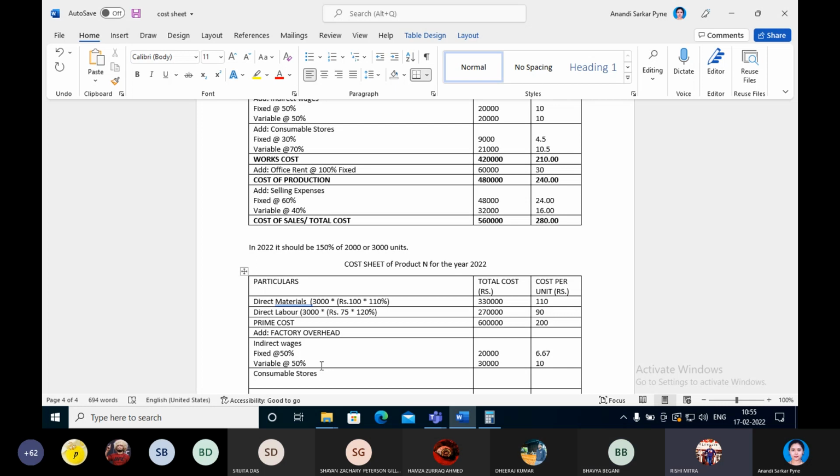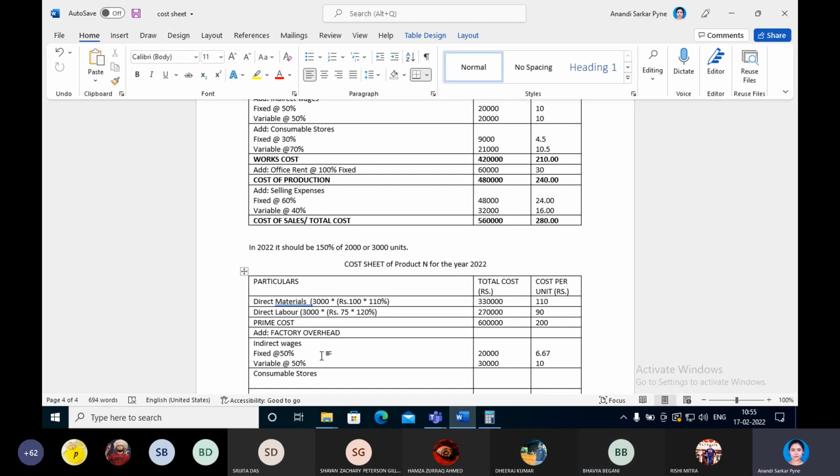Ma'am, will you explain the calculation of indirect wages again? There is one confusion. In indirect wages, the percentage will also vary, right? Because the amount also varies per unit cost. No, it will not vary. The indirect wages was 40,000, but we have to maintain the fixed and variable expenses as mentioned, which is 50%.